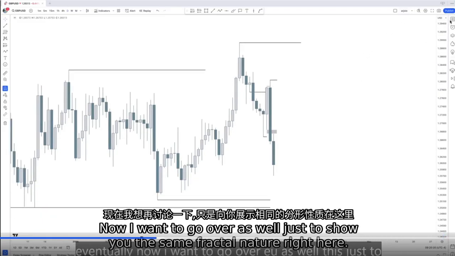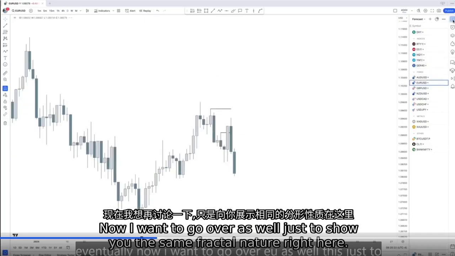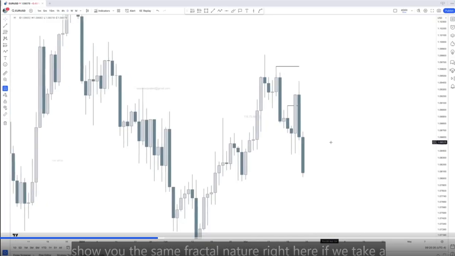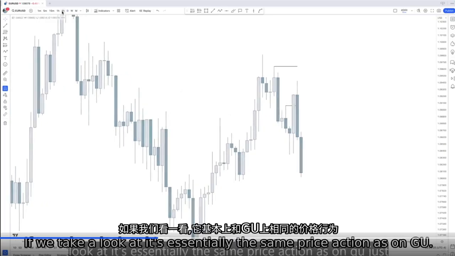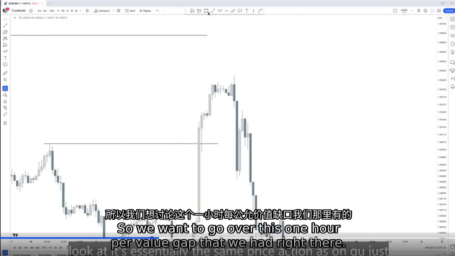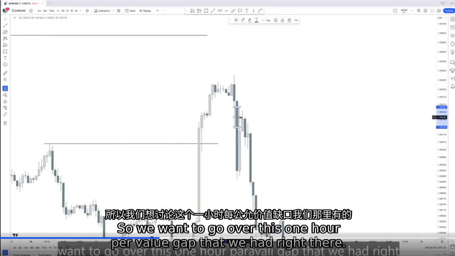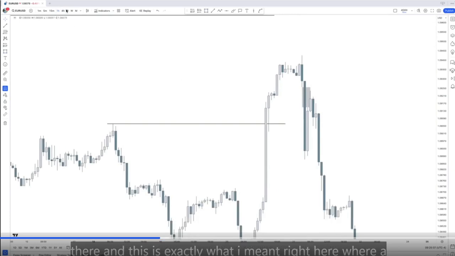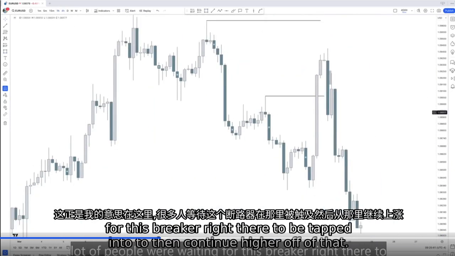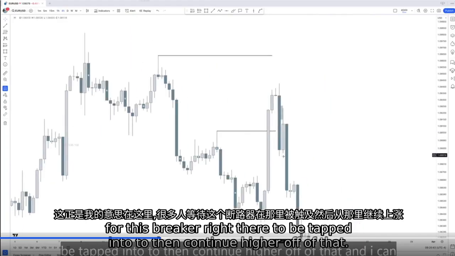Now, I want to go over EU as well, just to show you the same fractal nature right here. If we take a look at, it's essentially the same price action as on GU. Just want to go over this 1 hour fair value gap that we had right there. And this is exactly what I meant right here, where a lot of people were waiting for this breaker right there to be tapped into to then continue higher off of that.